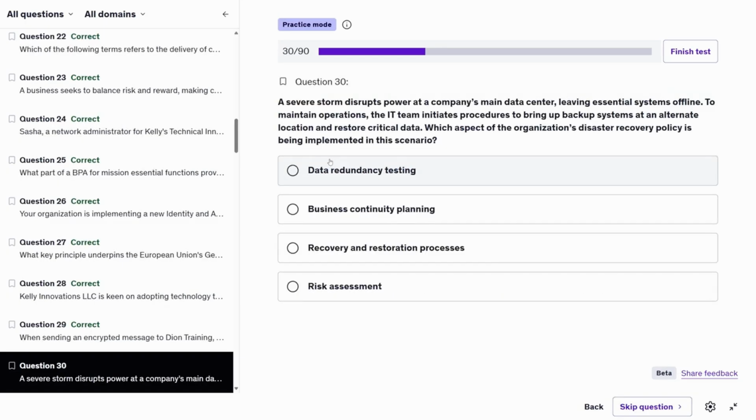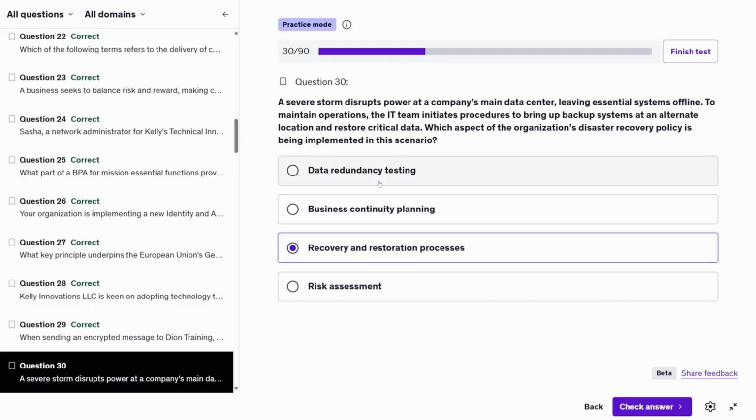A severe storm disrupts power at a company's main data center, leaving essential systems offline. To maintain operations, the IT team initiates procedures to bring up backup systems at an alternate location and restore critical data. Which aspect of the organization's disaster recovery policy is being implemented in this scenario? This one's pretty self-explanatory, I would say.